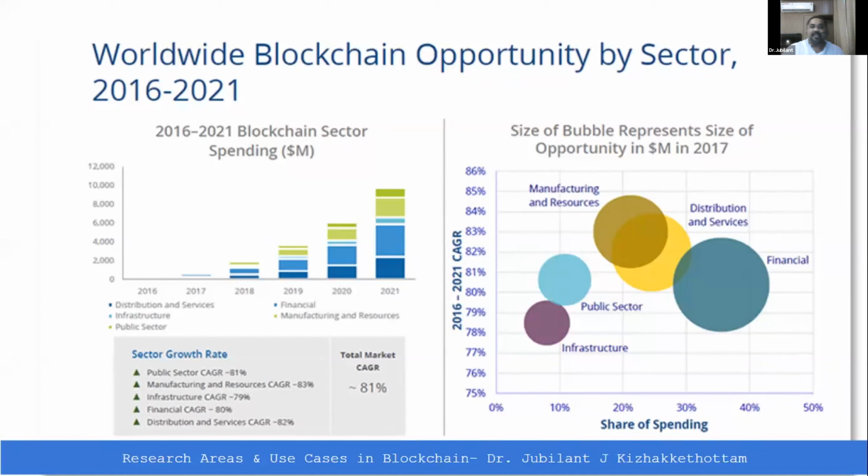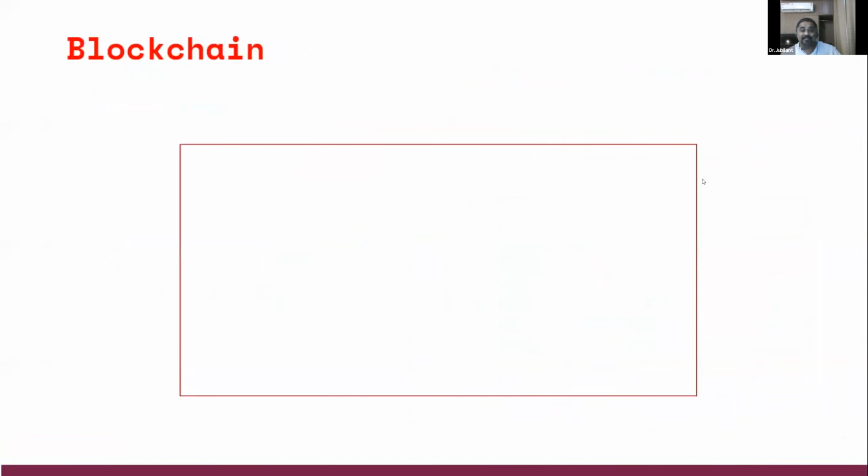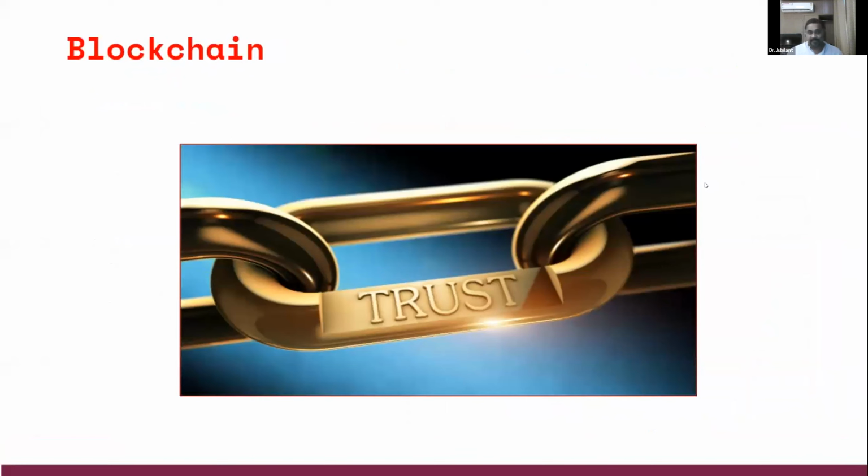Yes, both of these graphs indicate the growth of the potential of blockchain, which happened over half a decade. Also, the size of the bubble represents opportunities in $1 million in 2017, which directly shows how much is going on. Yes. Finally, we are coming to identify what blockchain is going to come up with.